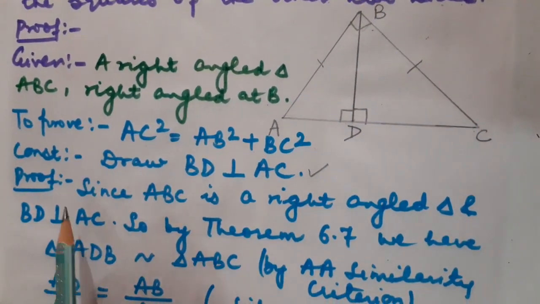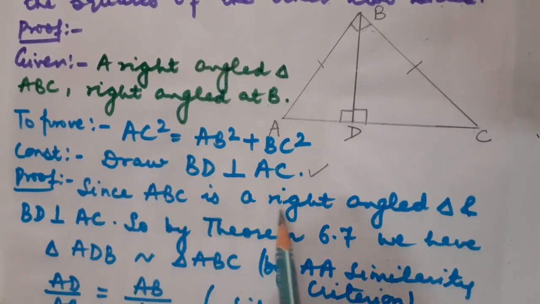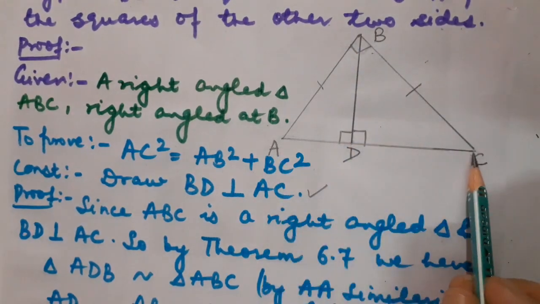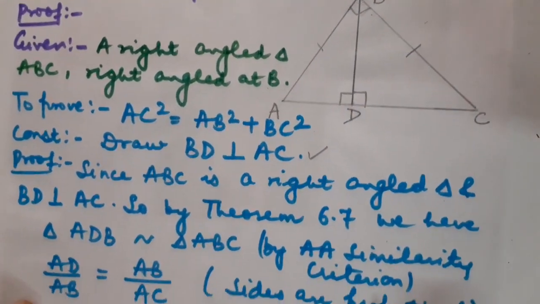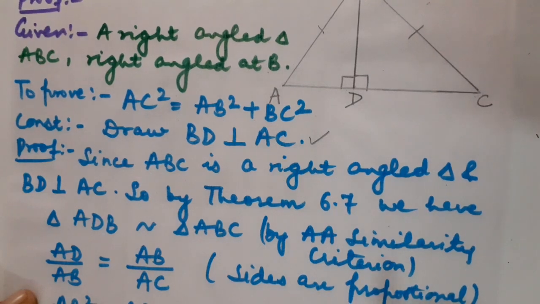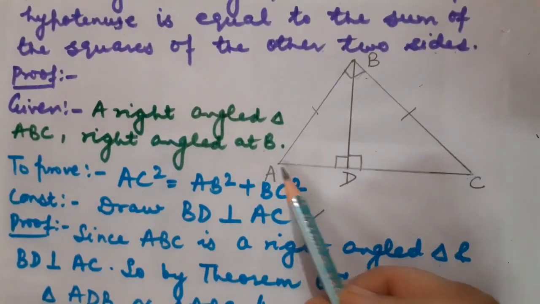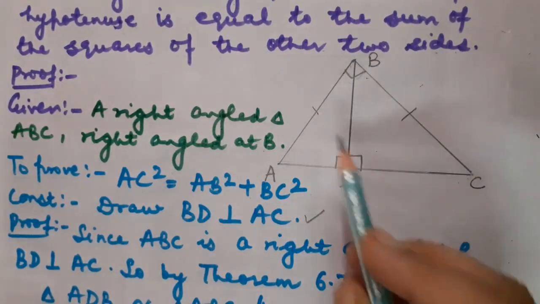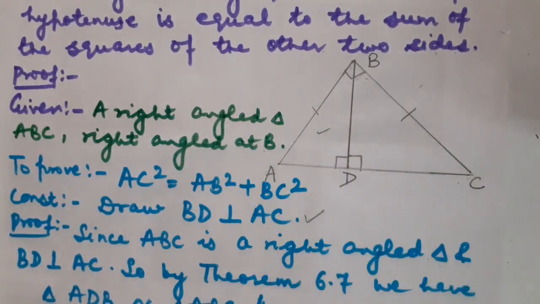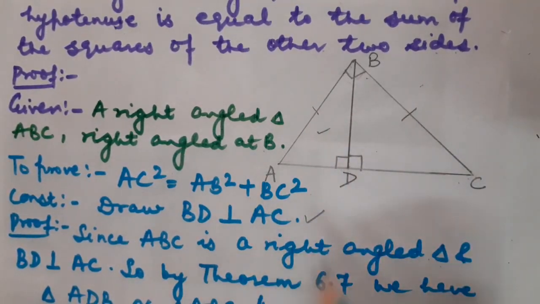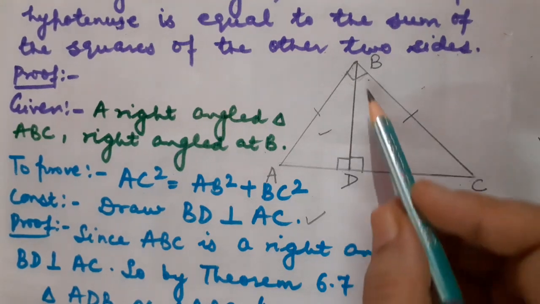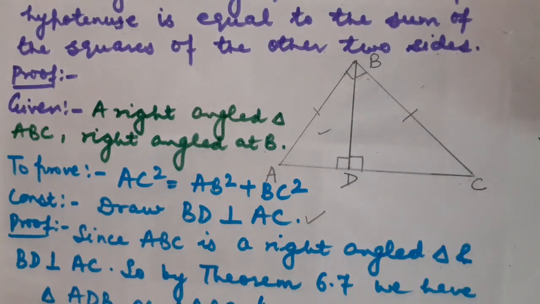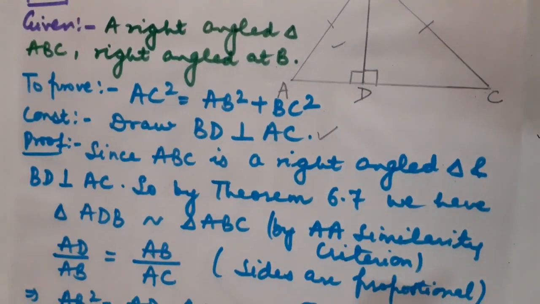Okay. Now, let us start its proof. Since triangle ABC is a right angled triangle and BD is perpendicular on AC, we have just proved in theorem 6.7 that triangle ADB must be similar to triangle ABC. Means this smaller triangle is similar to the bigger one. Yes or no? In the same manner, we can say that triangle BDC is also similar to the triangle ABC. Correct?